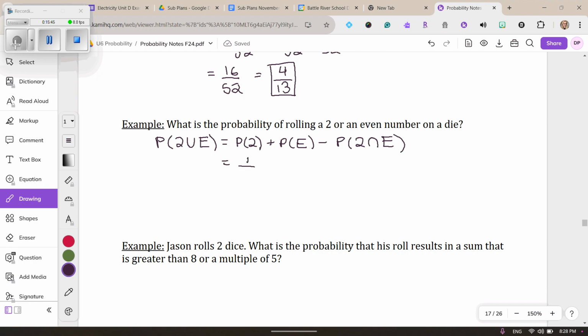So the probability of rolling a 2 is 1 out of 6. Probability of rolling an even is 3 out of 6. And then minus our 2 and even, that's 1 out of 6. This one's interesting because 2 is an even number, but we get the answer of 3 out of 6 or 1 out of 2.